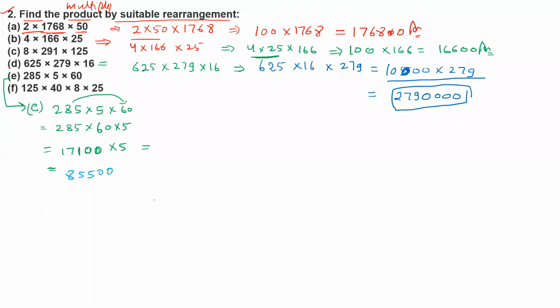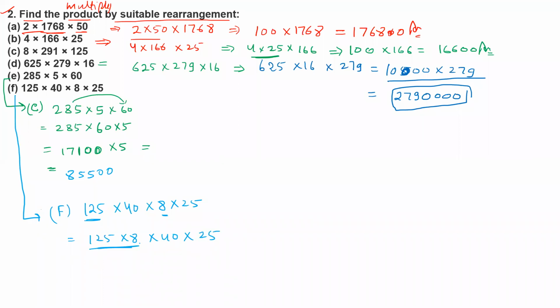Is it clear? Shall I explain part F? Part F: 125 multiply by 40 multiply by 8 multiply by 25. So just multiply 125 with 8 and 40 with 25. When you multiply 125 with 8, you'll get 1000.